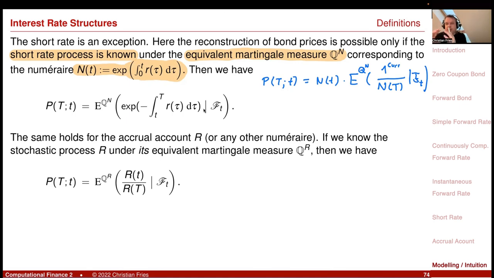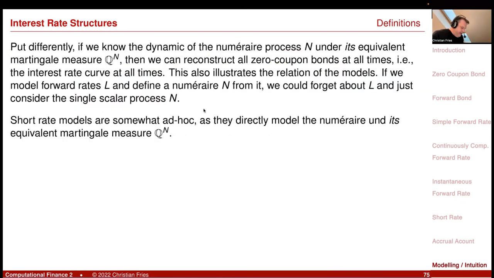So in these models, you do not know the connection to the real world, because you do not have the link from the real objective measure to the equivalent martingale measure. You just assume that you are already in this world. Okay, so we can also use the short rate as a model primitive and extract all the zero coupon bond prices. So short rate models are somewhat a little bit ad hoc, and we will therefore study them not in the beginning, because they are a bit special.